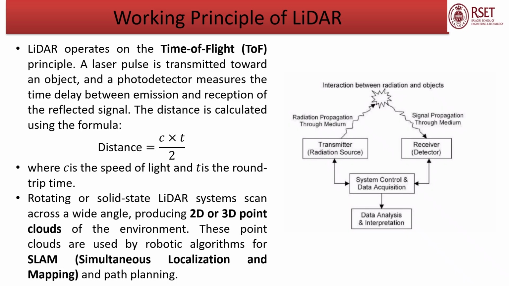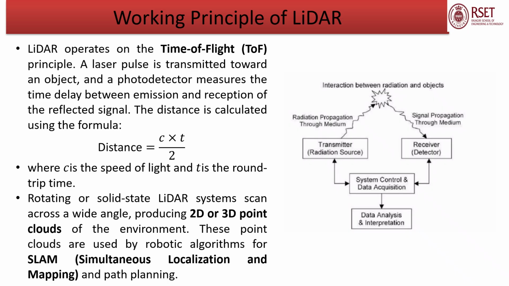Rotating or solid-state LiDAR systems scan across a wide angle, producing two-dimensional or three-dimensional point clouds of the environment. These point clouds are used by robotic algorithms for SLAM, that is simultaneous localization and mapping, and path planning.